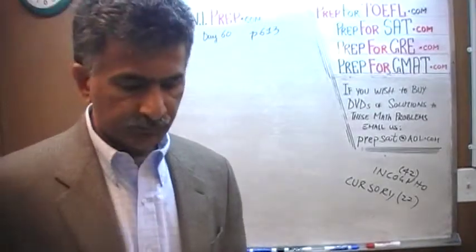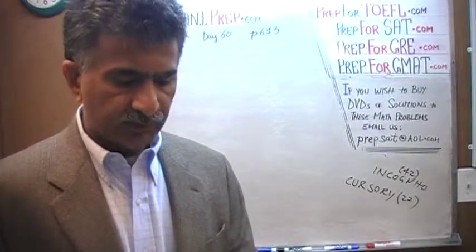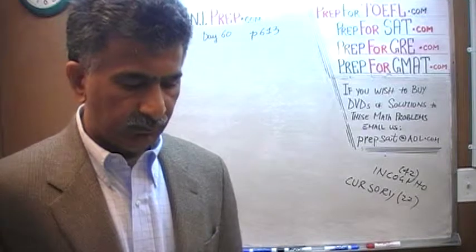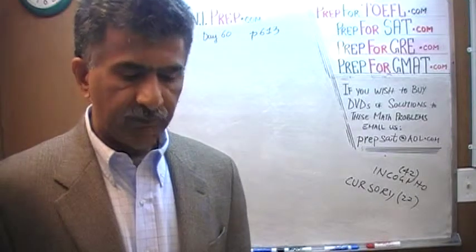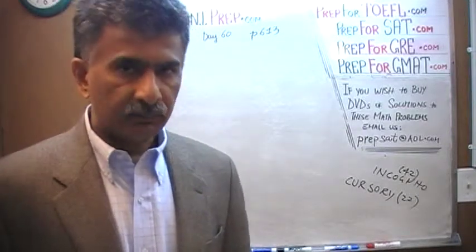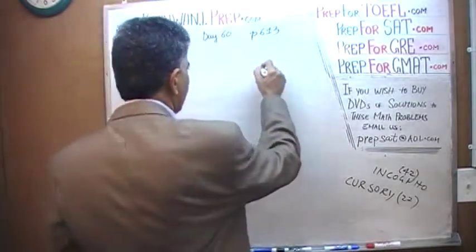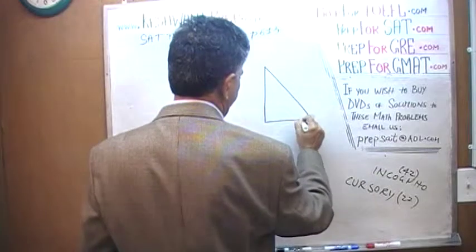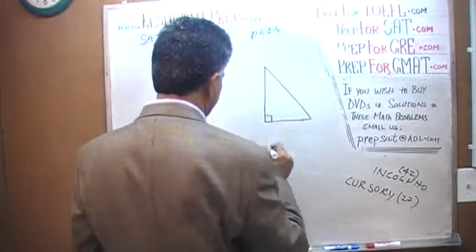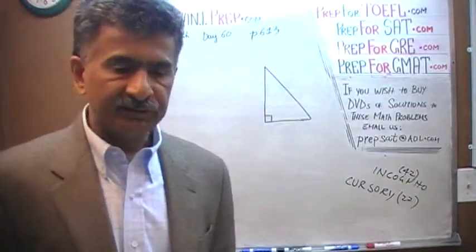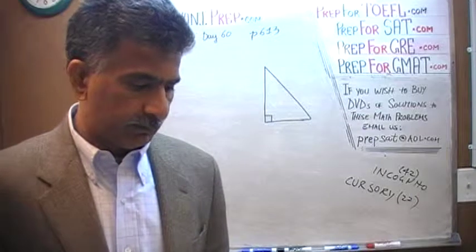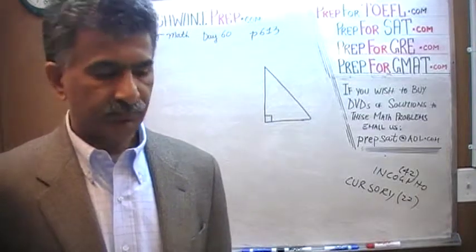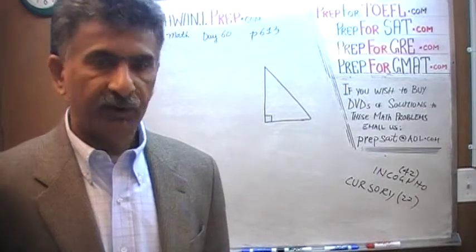It says the length of the sides of a right triangle are 3 consecutive even integers. So we have a right triangle. Let's draw one first. This is the right triangle, and we are told that its 3 sides are 3 consecutive even integers. And the length of the shortest side is x.